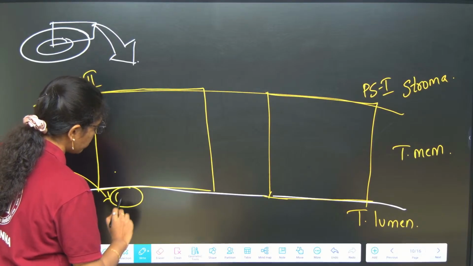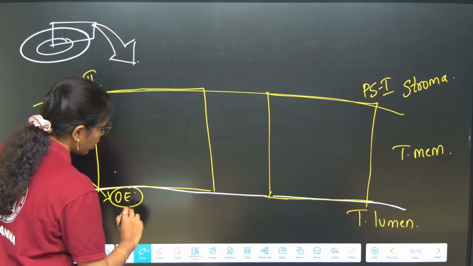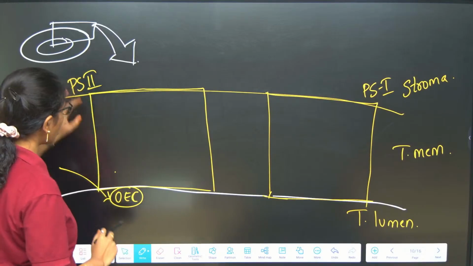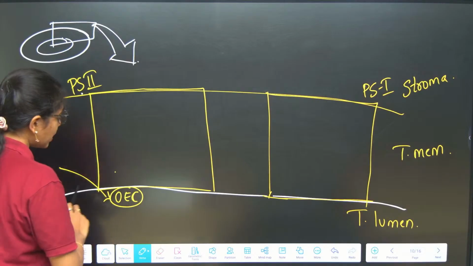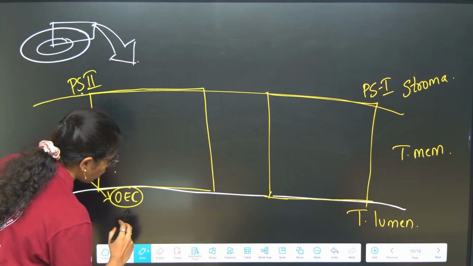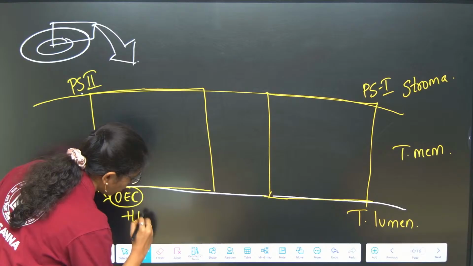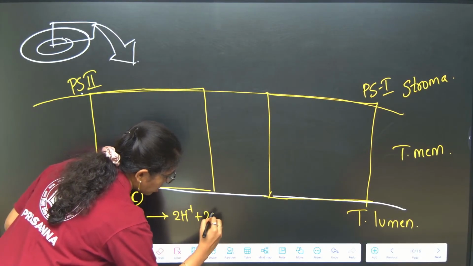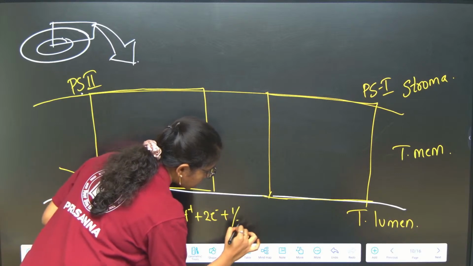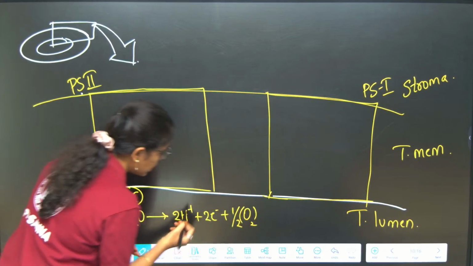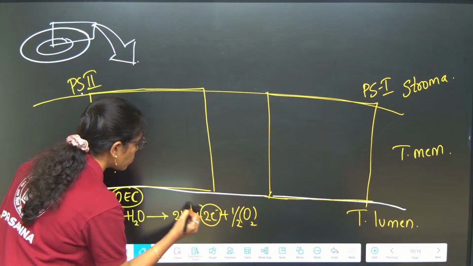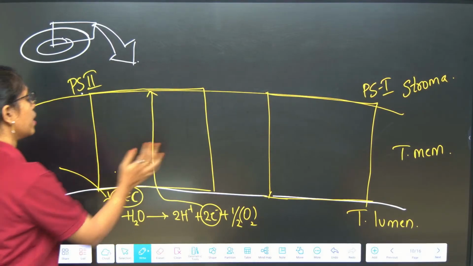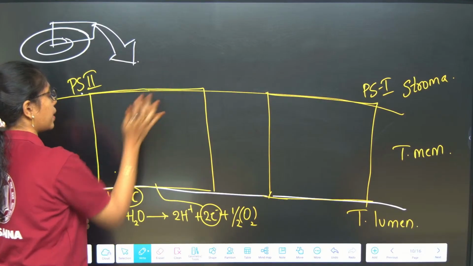That complex name is what? Oxygen evolving complex, OEC, oxygen evolving complex. This is adjoined to what? Photosystem 2, and this results in photolysis of water, where the water molecule is photolysed to protons, electrons and oxygen atom. These electrons will serve as a continuous supply to the reaction center.